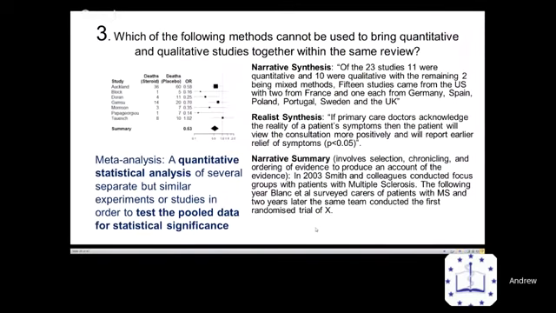So meta-analysis is a quantitative statistical analysis, but you'll see I've given you examples of narrative synthesis, realist synthesis, and narrative summary to demonstrate that you can include both quantitative and qualitative in the way you describe them. So narrative synthesis, you just summarize the number of studies, their characteristics in text in this particular way.